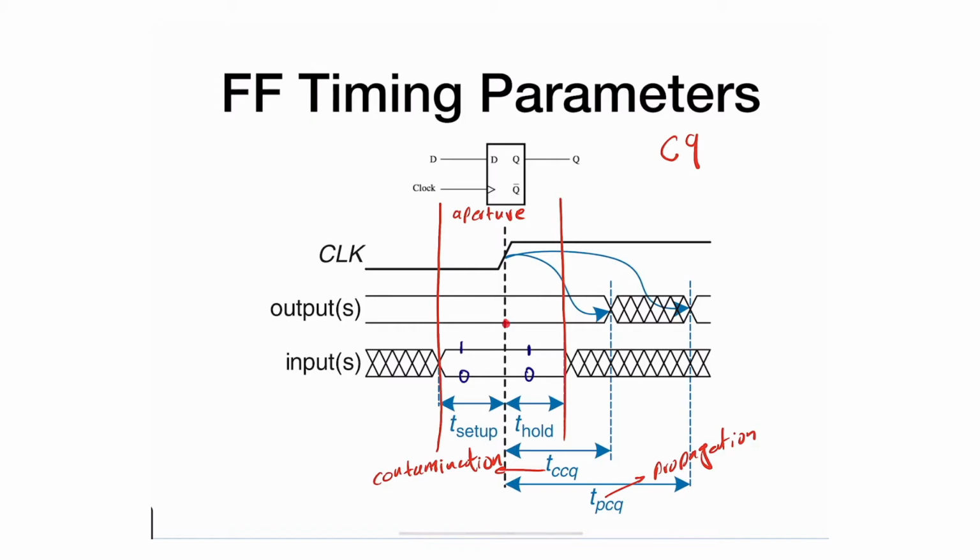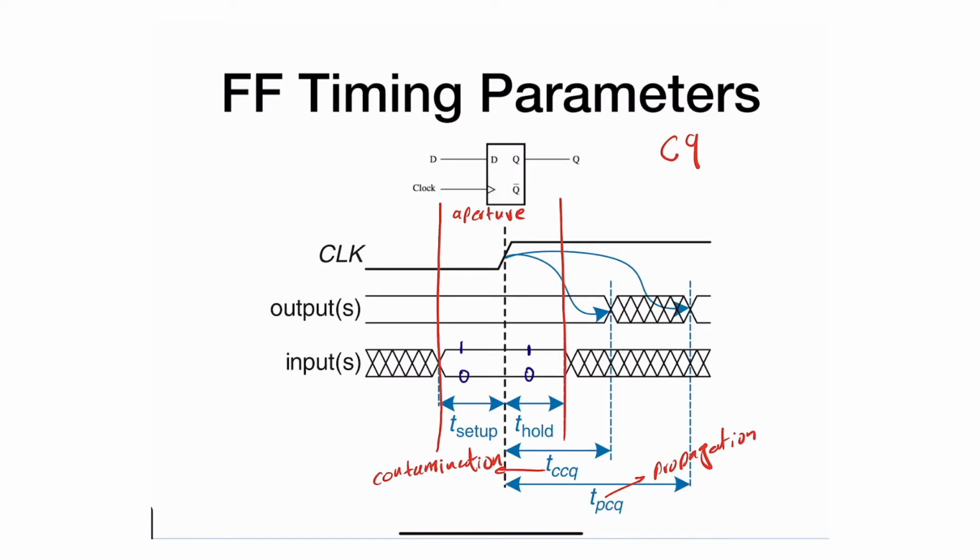After the active edge of the clock, the earliest it appears is what we call the contamination clock to Q, and the maximum delay that we have to wait for the output to be stabilized, or to appear at Q, is what we call the propagation clock to Q. You might not see contamination or propagation. You have to think about them as minimum and maximum. Some data sheets refer to them as contamination and propagation. That's why I'm using them.